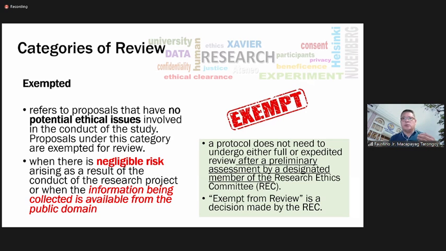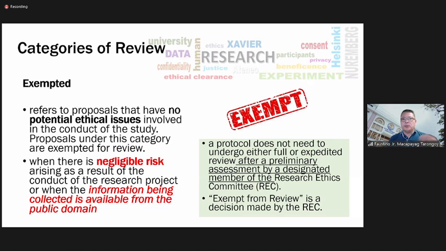An example of such a research protocol would be a protocol that involves a method of obtaining information collected from the public domain. So an internet or database research, where your primary data is obtained from a database, which means the data itself does not give you identification of the participants. So it's already public domain information. Everybody can already access it. So that is considered a negligible risk.